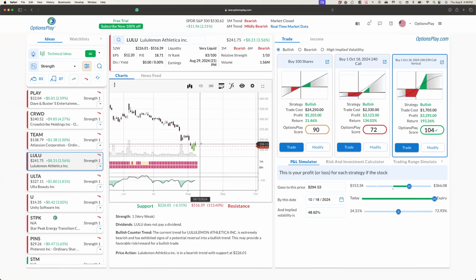You're kind of behind the curve a little bit when you're following the trend. The only way you can outperform is by being early to the trend. And that's exactly what bullish counter trend ideas are trying to identify for you: stocks that are potentially very, very early in the trend, literally at the very beginning of the trend.